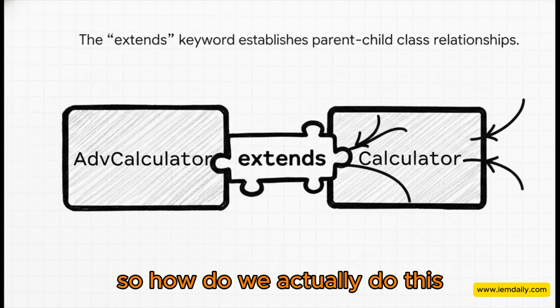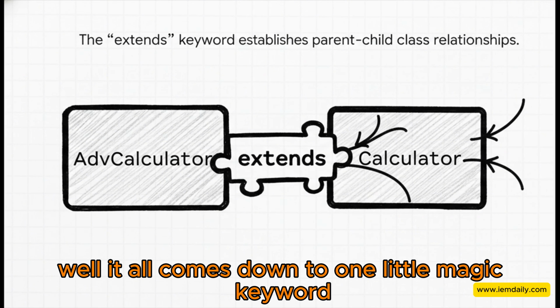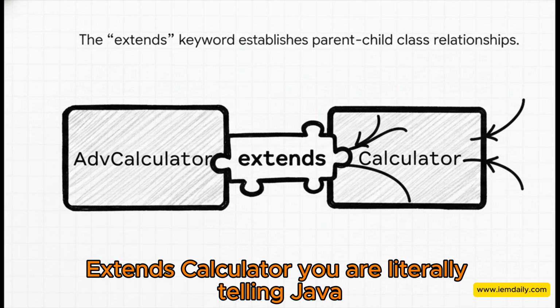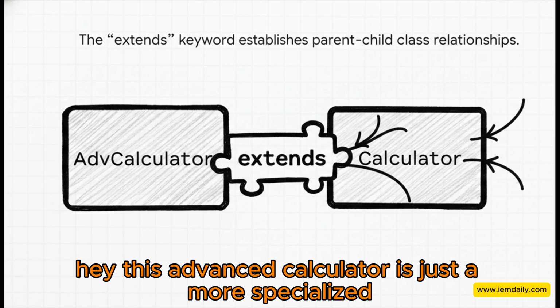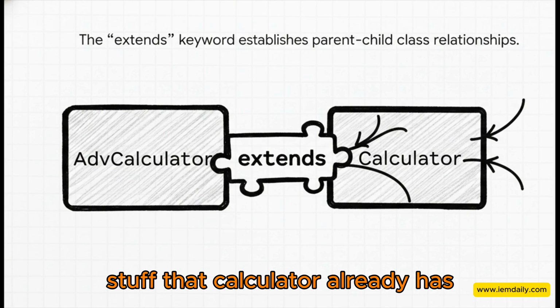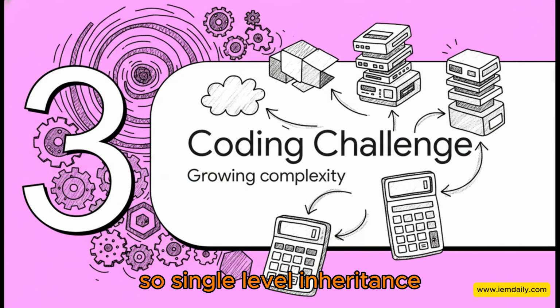So how do we actually do this? How do we make this connection in the code? Well, it all comes down to one little magic keyword, extends. When you type class AdvancedCalculator extends Calculator, you are literally telling Java, hey, this advanced calculator is just a more specialized version of calculator. Please give it all the public stuff that calculator already has. It's that easy.